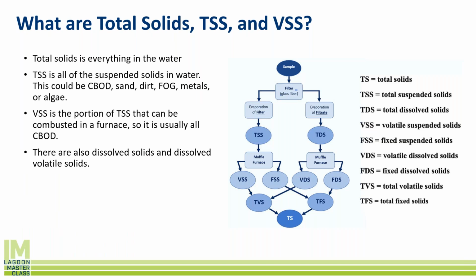Once they take that and weigh it, they're going to put it in a furnace at about 400 degrees Celsius. That's going to cook all of the organic matter and make it combust. Once they take it out, they can weigh it again. What's left on the filter is just the inorganic stuff. They subtract that from the original total solids, and that's going to tell them how much volatile solids was in there.